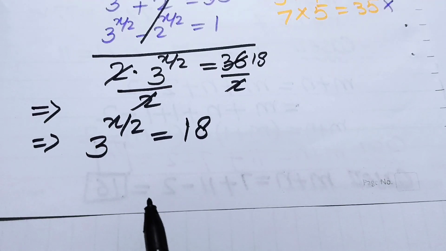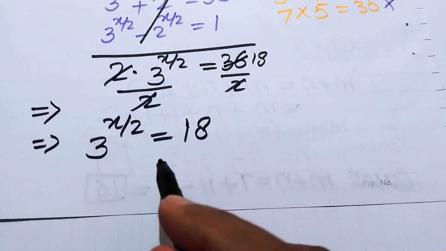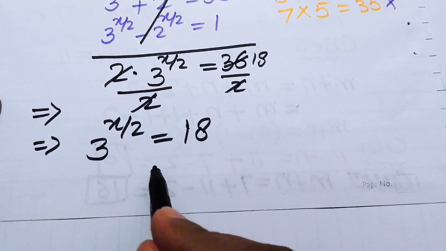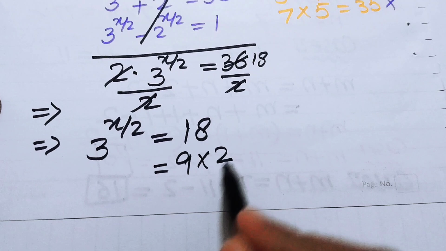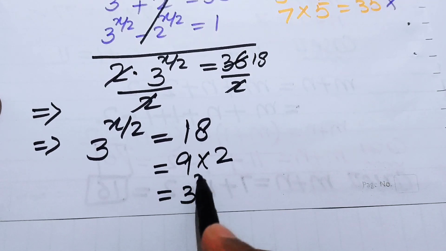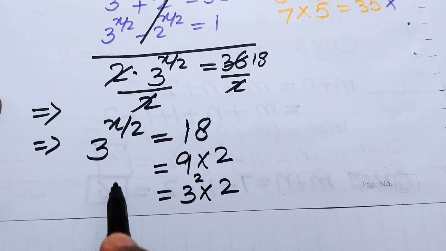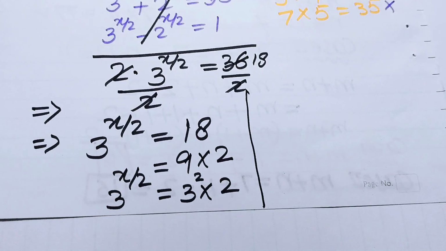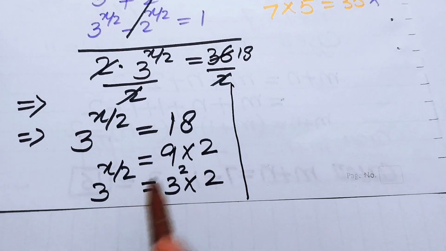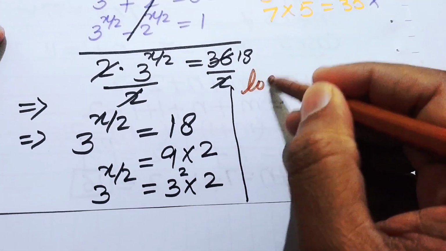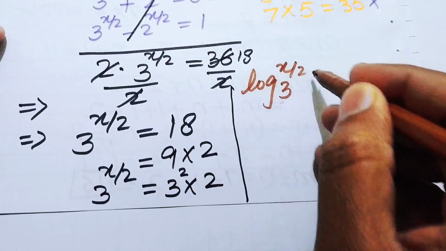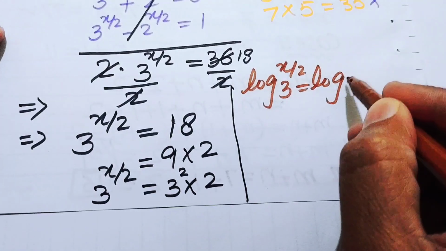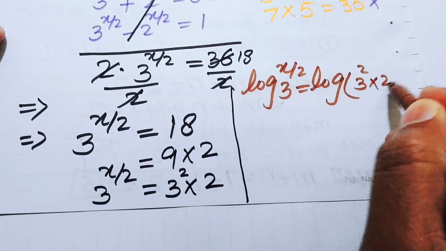to take the log on both of the sides, so that first we write this 18 as 9 times 2, and we again write this 9 as 3 square and multiplied by 2. So in the left hand side we have 3 to the power of x over 2. So now we use the logarithm and we find the value of x. So here we take the log on both of the sides, and you see that we have log of 3 to the power of x over 2 equals log of 3 square times 2.